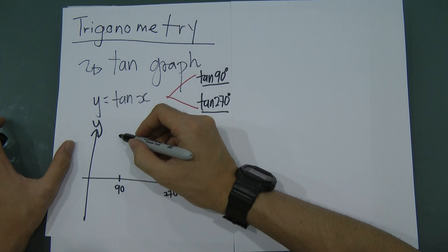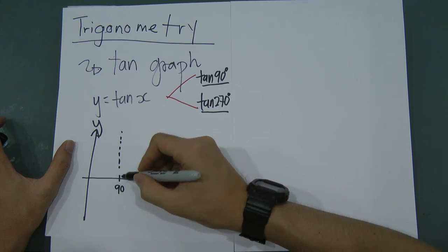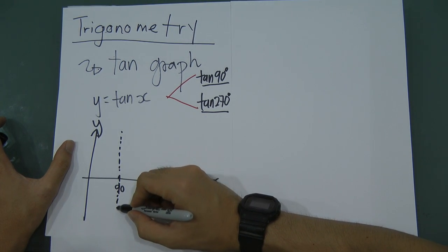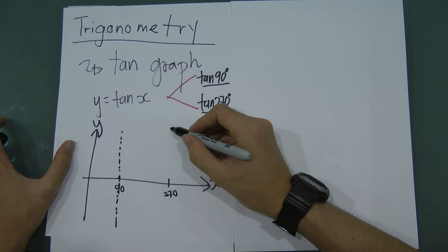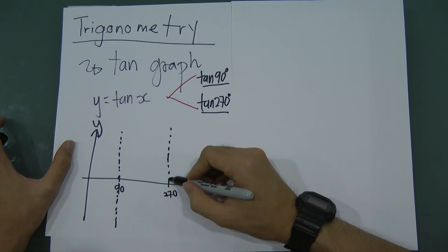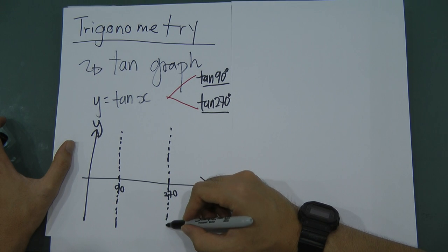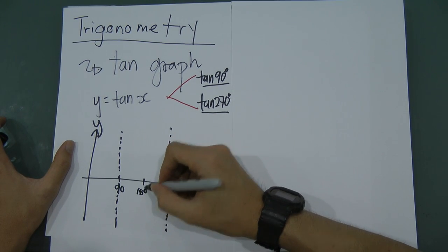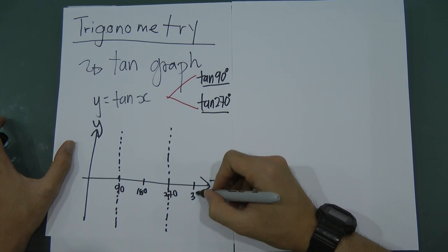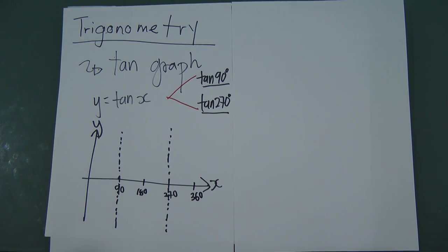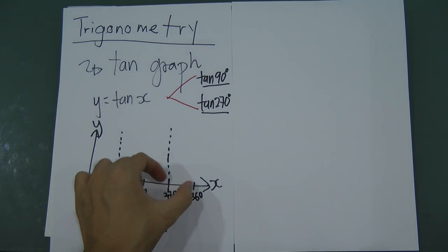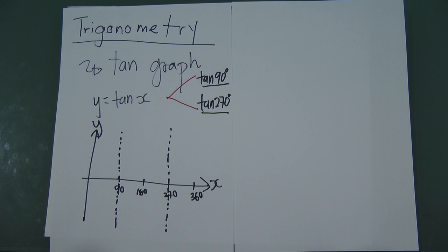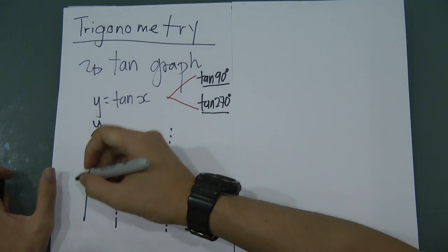So at 90, I'm going to draw a dashed line because I know my graph will never touch it. And at 270, I'm also going to draw a dashed line because I know my graph will never touch it. Here is 180, and here you have 360. Of course this one is not so nice because the ratio is not that good, but this is just a test, so later I will draw the tangent graph over here. It will start at 0.